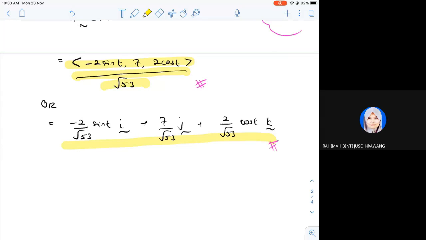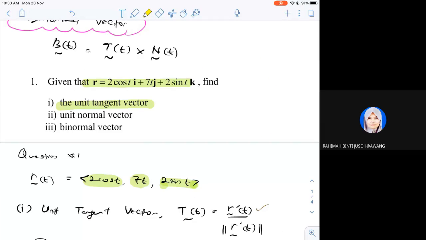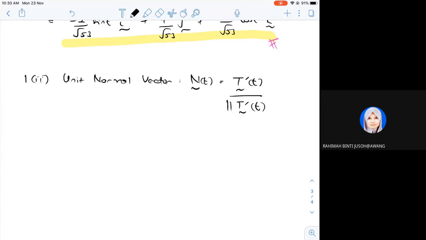Yes. For the first question, okay, good, well done. So next, question number 2, we need to find the unit normal vector. Unit normal vector, we have N of t. Don't forget the tilde for the vector. It equals the unit tangent vector prime divided by the magnitude of the unit tangent vector prime.